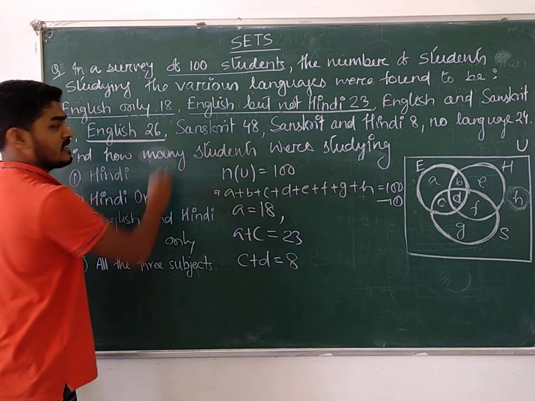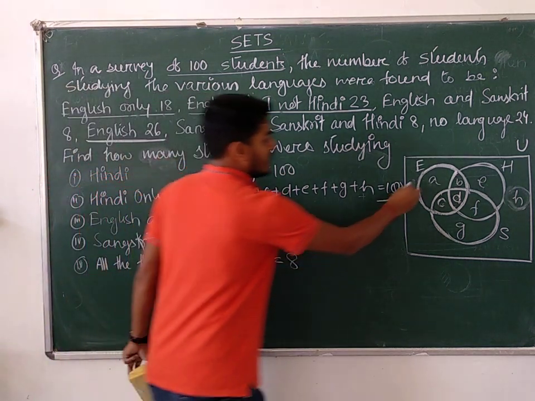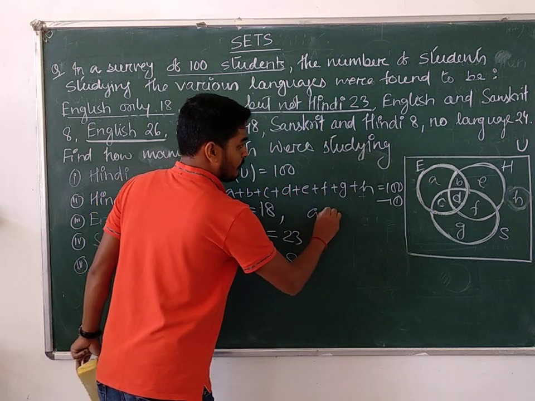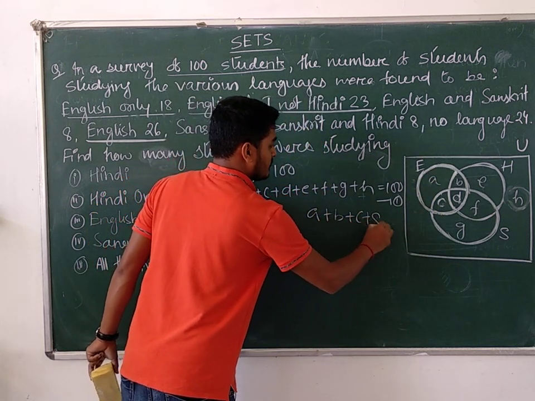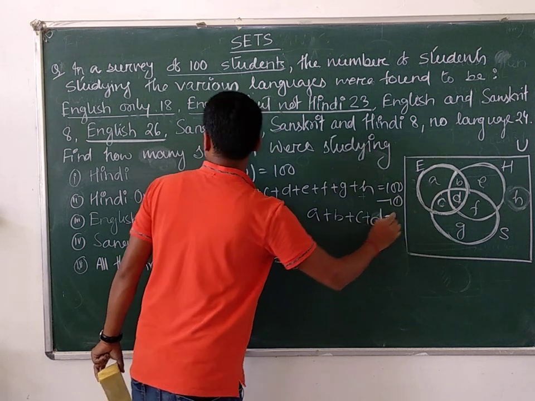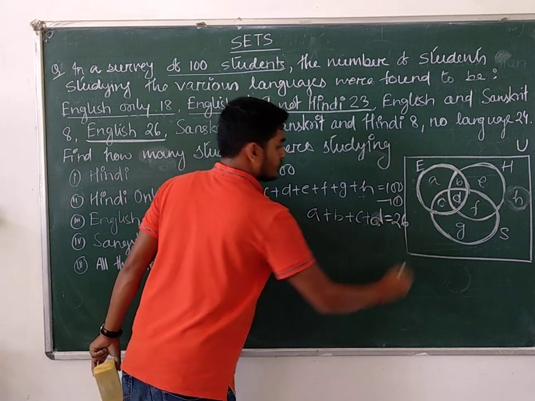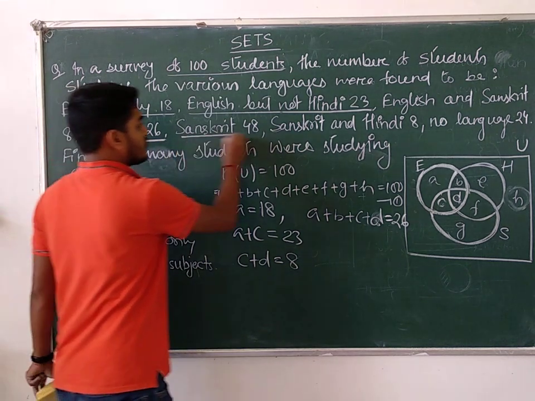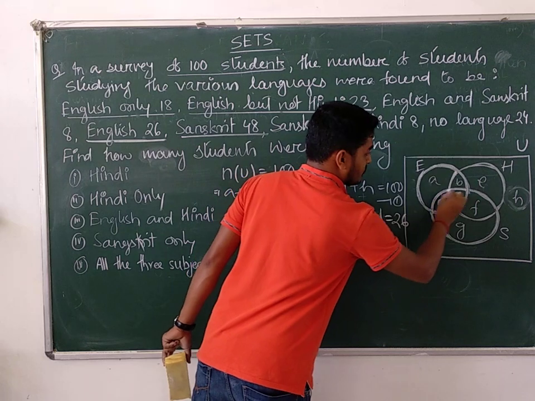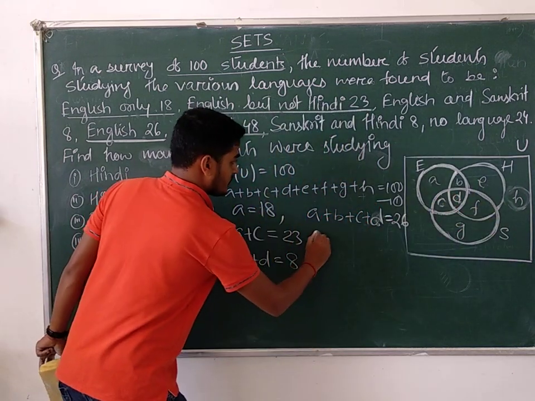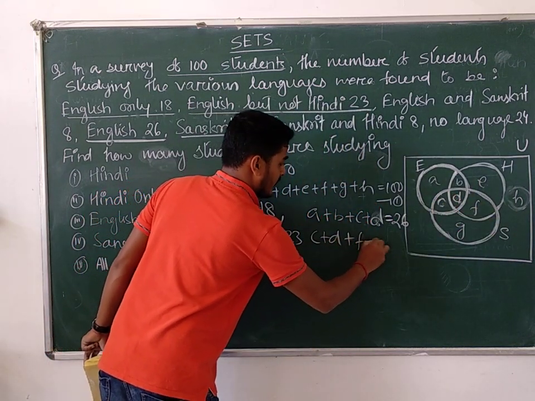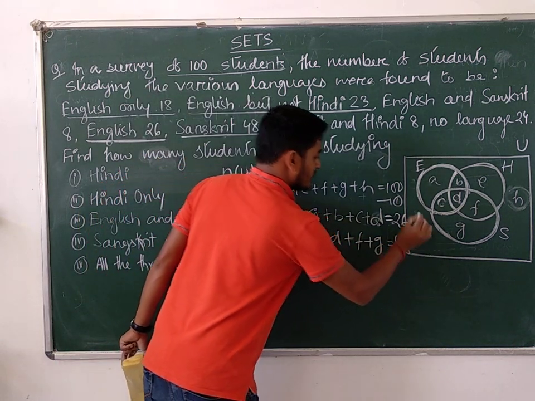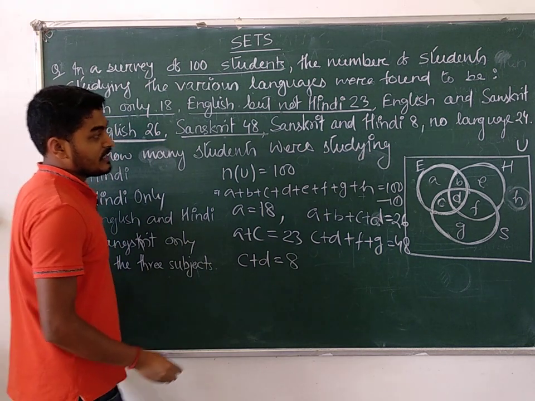Next is given English 26. English is the English set. This is the set of English students. So A plus B plus C plus D is equal to 26, it is given. Sanskrit 48. Consider all the elements of Sanskrit. So C plus D plus F plus G is equal to 48. Correct? Then Sanskrit and Hindi.